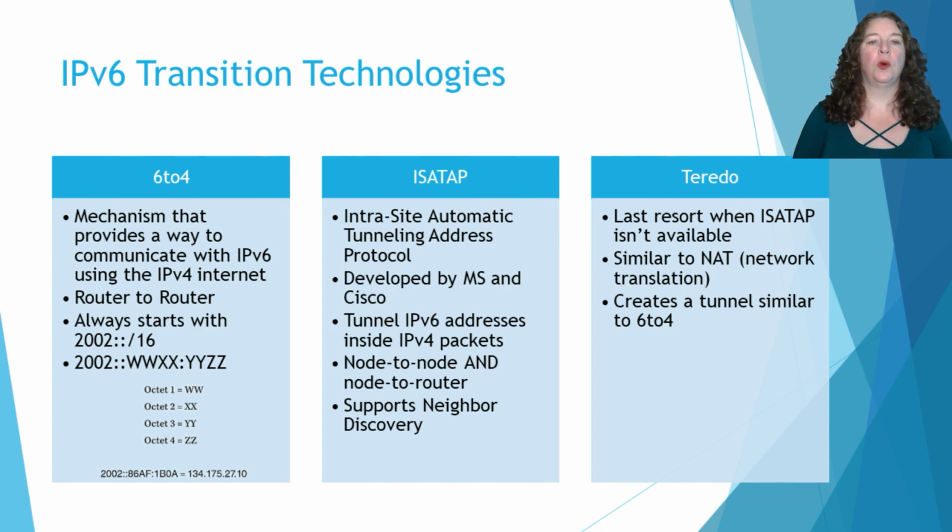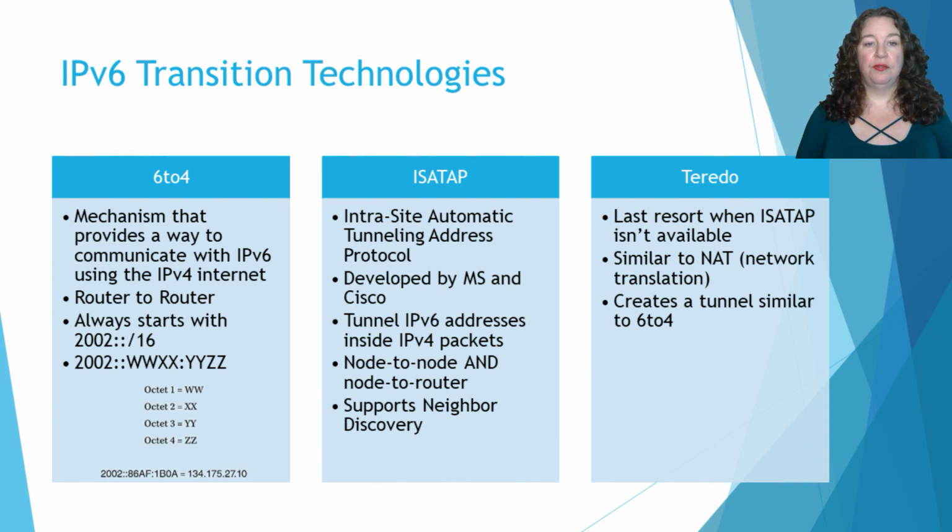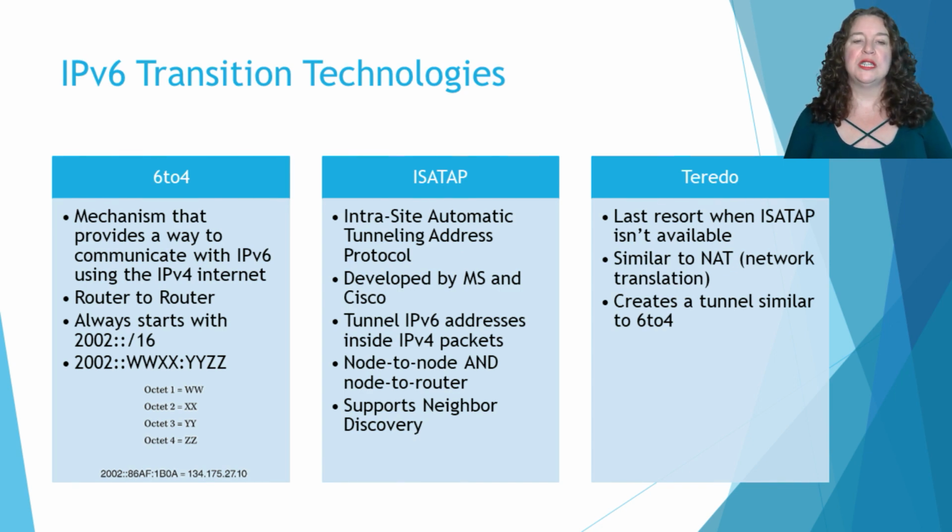This is your 6 to 4. You can go the other direction as well. So if you have a 6 to 4, if you have 2002, 86AF, 1B, 0A, you can convert that down into 134, 175, 27, and 10. So if you ever see 2002, :, know that the next couple numbers are going to be zeros, and then you're going to have those 2 sections, which you can convert down into your IPv4.